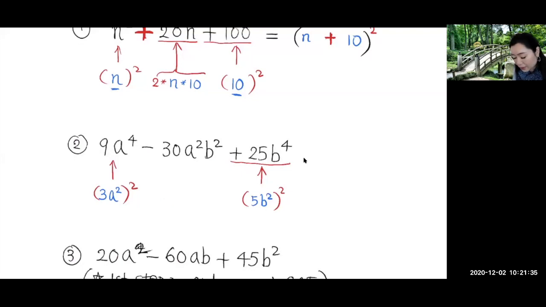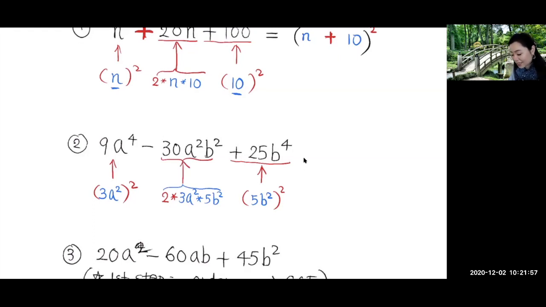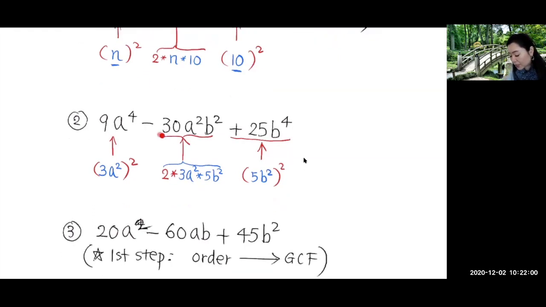So the middle over here has to be 2ab, remember? So 2 times the base for the first one, which is 3a squared, and the base for the last one, which is 5b squared. This is equal to 30a squared b squared, right? Yeah. So it matches this 30a squared b squared in the middle. So indeed, this is a perfect square trinomial. So we can write this as a perfect square over here. So what perfect square is it? What should I put inside the parentheses?